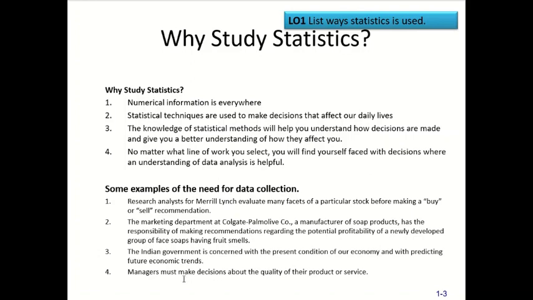And then different managers might also want to take decisions about the quality of their product or service. So what is the customer's feedback, they want to assess what they feel about the product, if they want any changes in the product or service. So all those aspects can be assessed by customer responses, and then analyzing those responses. So again, numbers come into picture. So statistics is very much relevant and important for managers to understand.